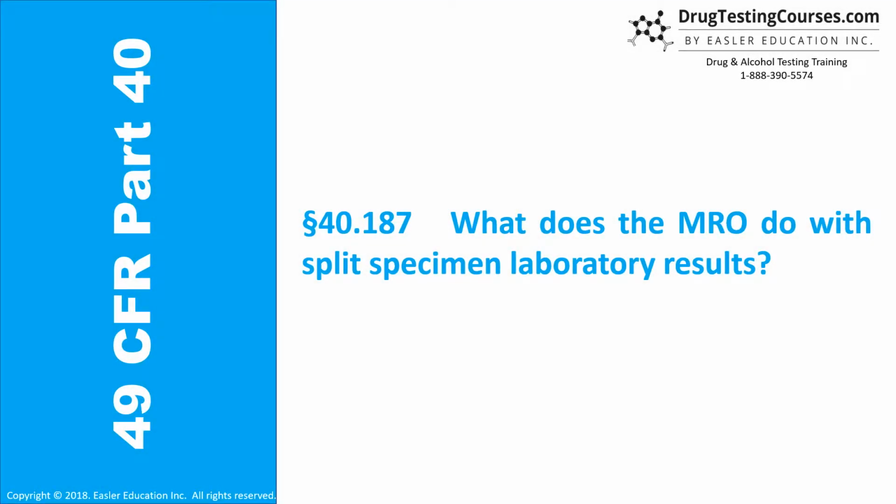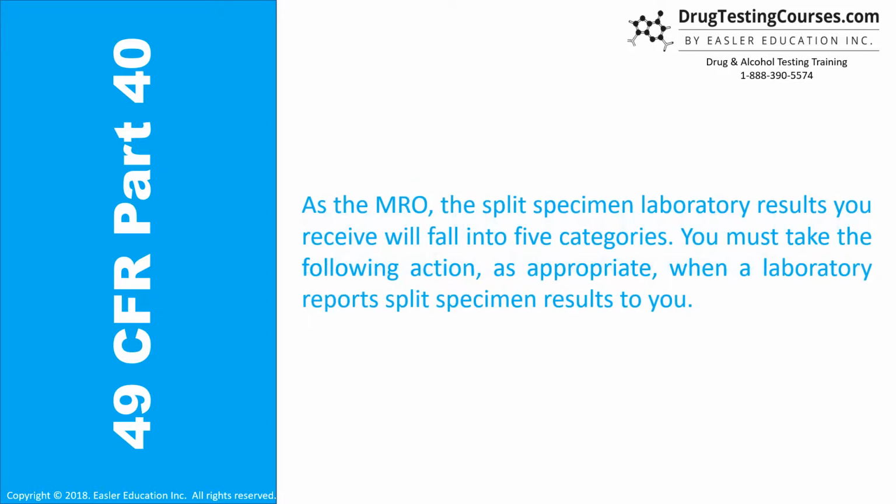Section 40.187. What does the MRO do with the split specimen laboratory results? As the MRO, the split specimen laboratory results you receive will fall into 5 categories. You must take the following action as appropriate when a laboratory reports split specimen results to you.